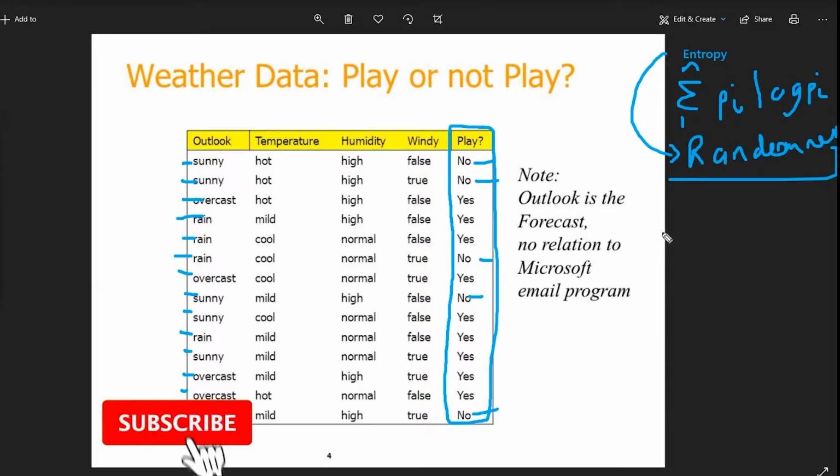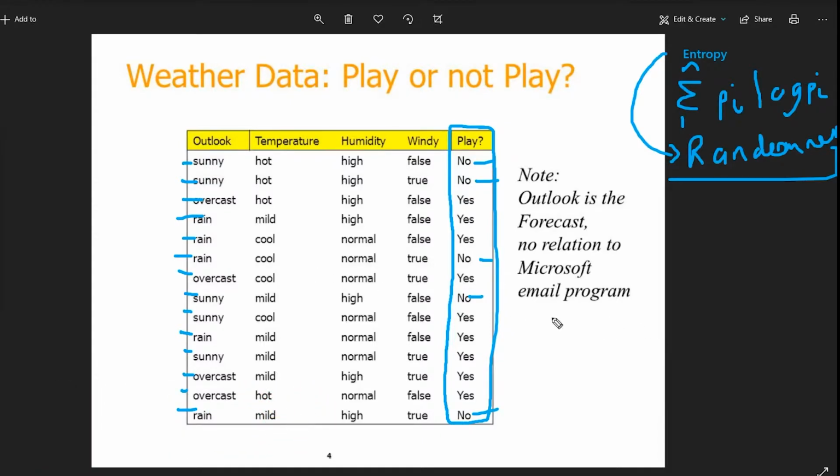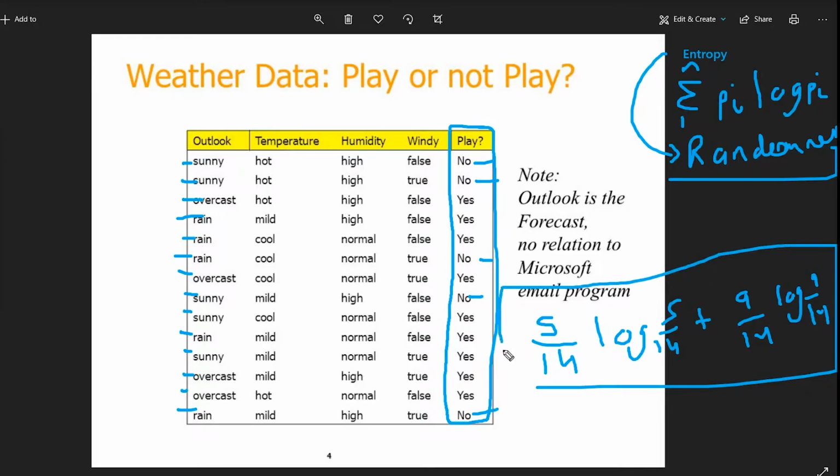So our formula is going to work like this. 5 divided by 14, that is going to be the probability of no, then log 5 by 14. Then it is going to add because of the summation, then it is going to be 9 by 14 log 9 by 14. So it is going to compute some answer here, and that is going to be our entropy.